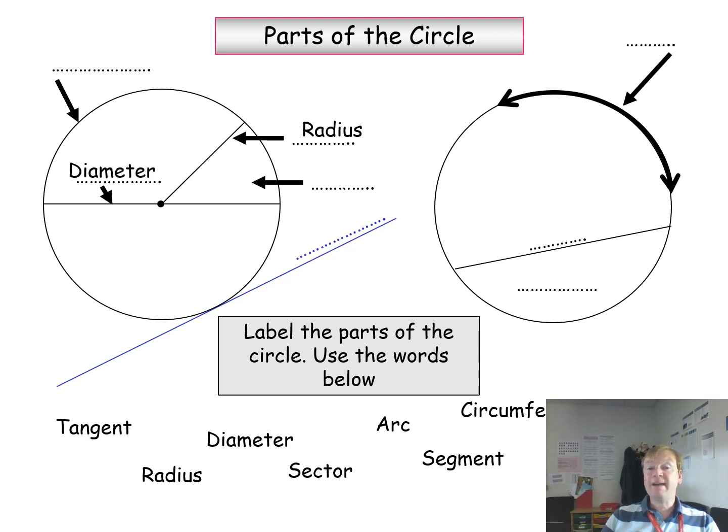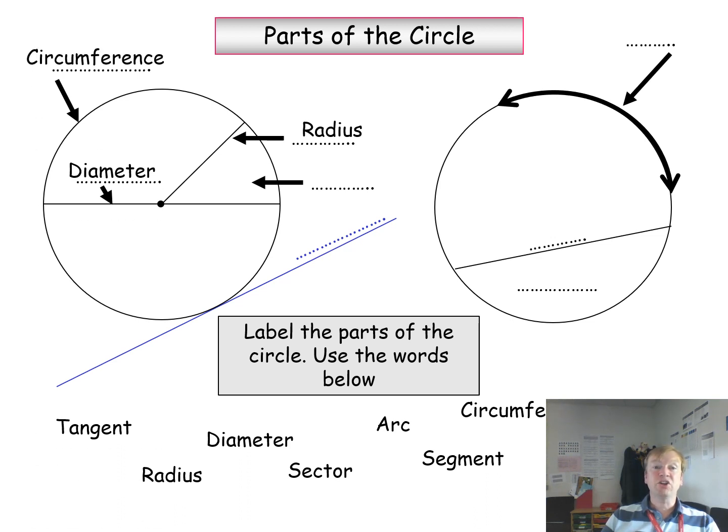Next up, we have the diameter. The diameter goes right the way across the circle, starting from one side, going to the other. It has to pass through the middle. It can go top to bottom, left to right, in fact, from one side to the other in any way, but it's got to go through the middle. Another fact for you, the diameter is always twice as long as the radius.